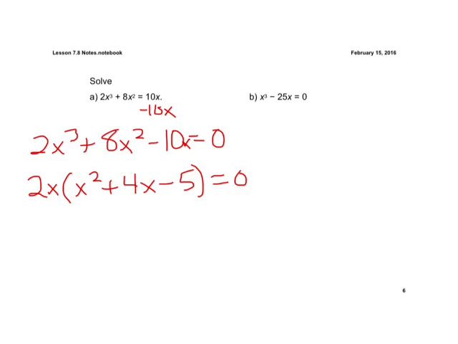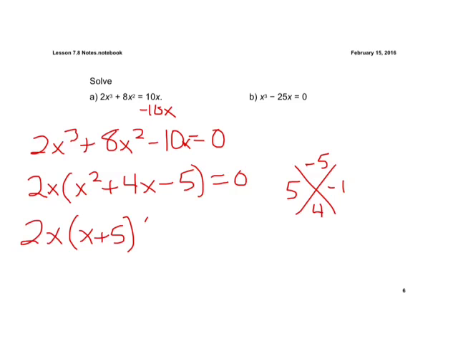Now let's go ahead. Our leading coefficient is 1, so we can just use our x method. We put our negative 5 up top. We put our 4 on the bottom. What multiplies to negative 5 and adds to 4? We can use a 5 and a negative 1. So what we have in our answer here is we have 2x. If we continue, we have x plus 5 and x minus 1, all equal to 0.